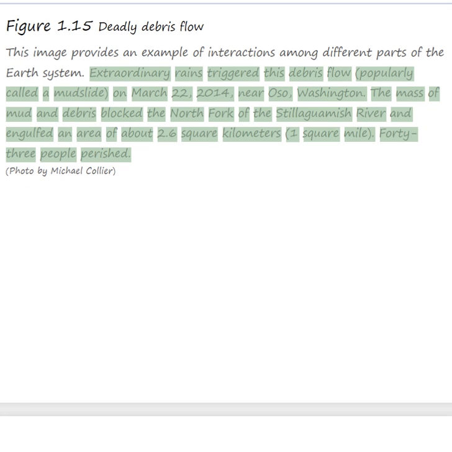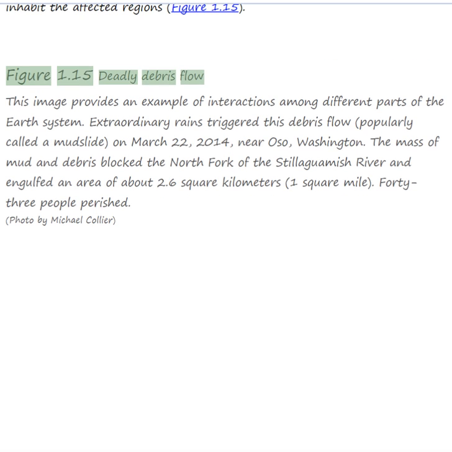Extraordinary rains triggered this debris flow on March 22, 2014, near Oso, Washington. The mass of mud and debris blocked the North Fork of the Stillaguamish River and engulfed an area of about 2.6 square kilometers. 43 people perished. Figure 1.15 Deadly debris flow.